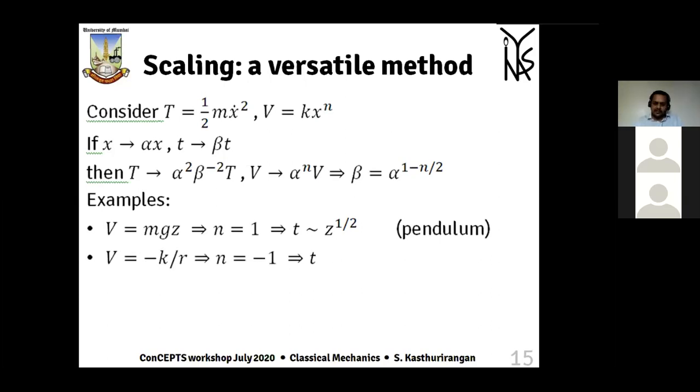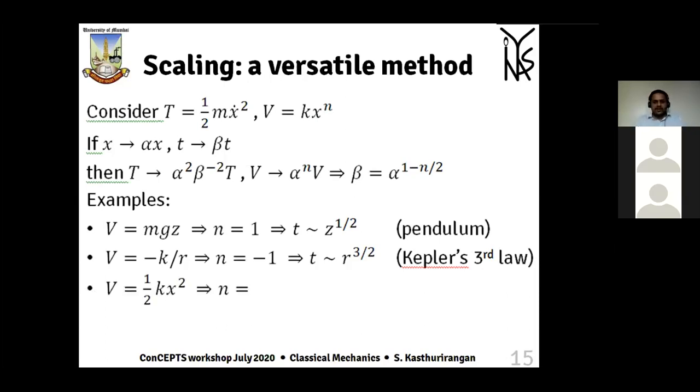Another example, take the Kepler potential, V is equal to minus K by r, n is minus 1, and this tells you that T goes as r to the power 3 by 2. This is well known. This is nothing but the physical content of Kepler's third law of motion. So if you are told an orbit problem where suppose the radius increases by this much, what will happen to the time period, and so on, you can immediately obtain the answer without much work.